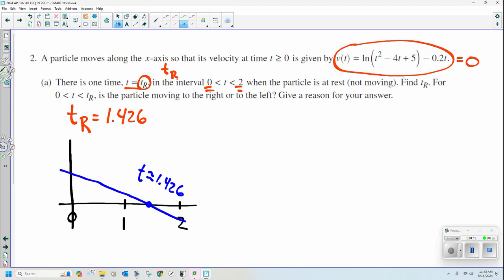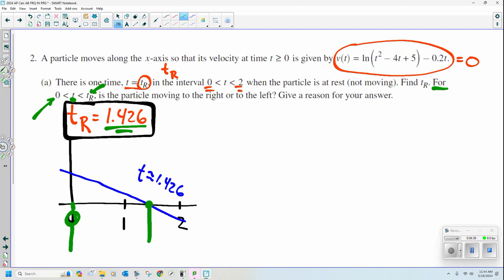Now we have a second part. And this graph is going to help us answer that second part. So first of all, here's our first answer. All right. The second part says, now, for some value time in between 0 and t of r. So in between 0 and right here. In this interval, and we're going to highlight this because I like to use the highlighters. On my graph, I don't care about anything else that's not between 0 and 1.426, which we call tr. Is the particle moving to the right or to the left, and give a reason.